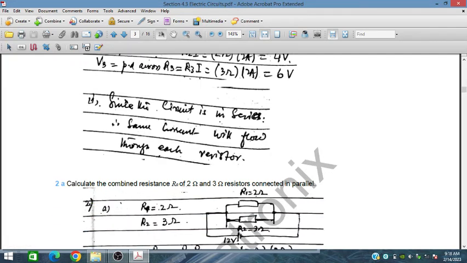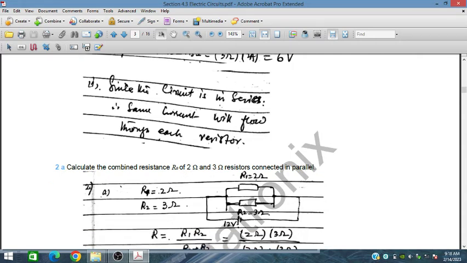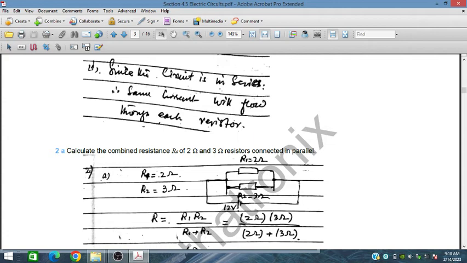Calculate the combined resistance R of 2 ohms and 3 ohms resistors connected in parallel. So 2 ohms and 3 ohms are connected in parallel. This point is common, and there is a resistor across this point, and there is a resistor across this point, so they are in parallel. This point and this point are common between these two resistors. So this is a common connection.